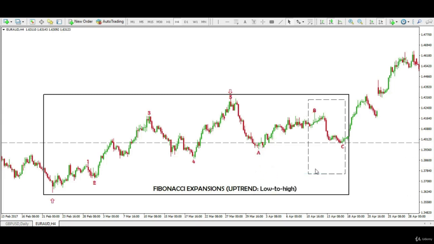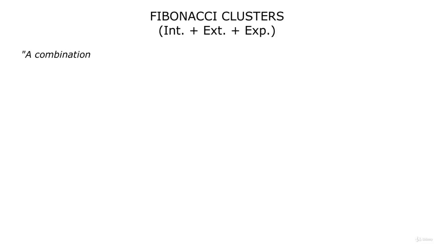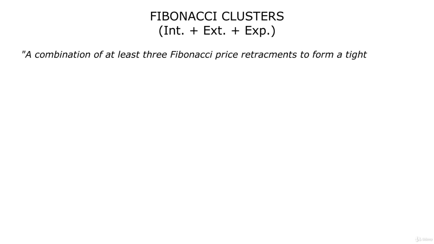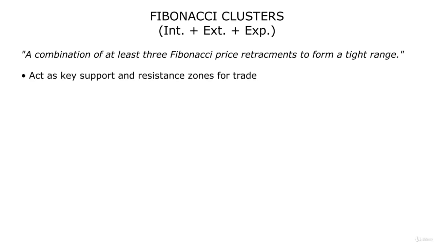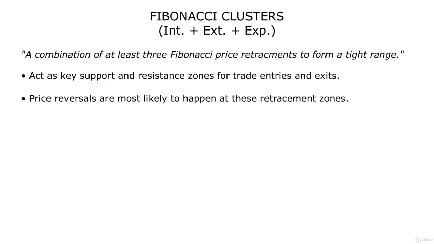Now that we have learned how each of the three Fibonacci ratio types function, it is now time to study how we will use them as a part of Fibonacci cluster. My definition of a price cluster is the combination of at least three Fibonacci price relationships that come together within a relatively tight range. These price clusters identify key support and resistance zones that can be considered as trade setups. Once used correctly, you will see markets bounce back from these retracement zones, hence offering pinpoint trade entries and exits.